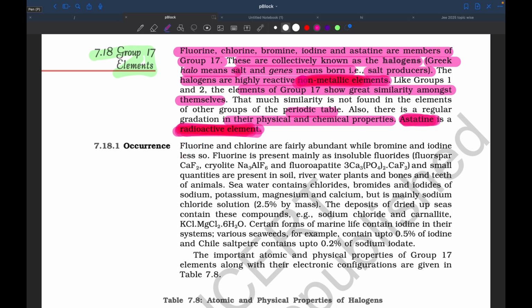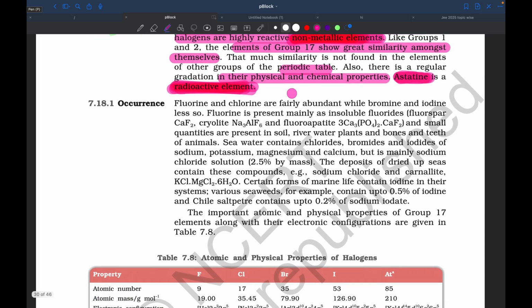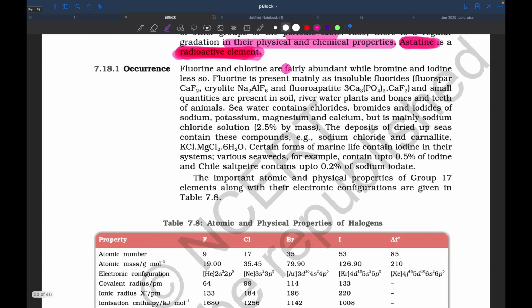Except astatine, all the rest are non-metals. This should be noted. Let's check the occurrence. Fluorine and chlorine are fairly abundant while bromine and iodine are less so. Fluorine is present mainly in insoluble fluorides. Some minerals are given. First one is fluorospar, that is calcium fluoride, cryolite, that is Na3AlF6, fluorapatite, that is Ca3(PO4)2 taken three times with CaF2, and small quantities are present in soil, river water, plants, and bones and teeth of animals. Also fluorine is present.